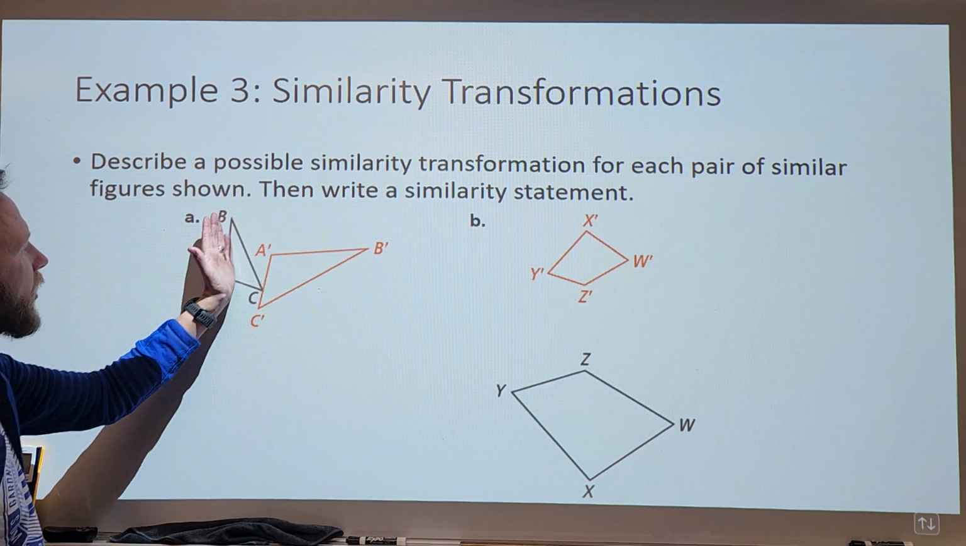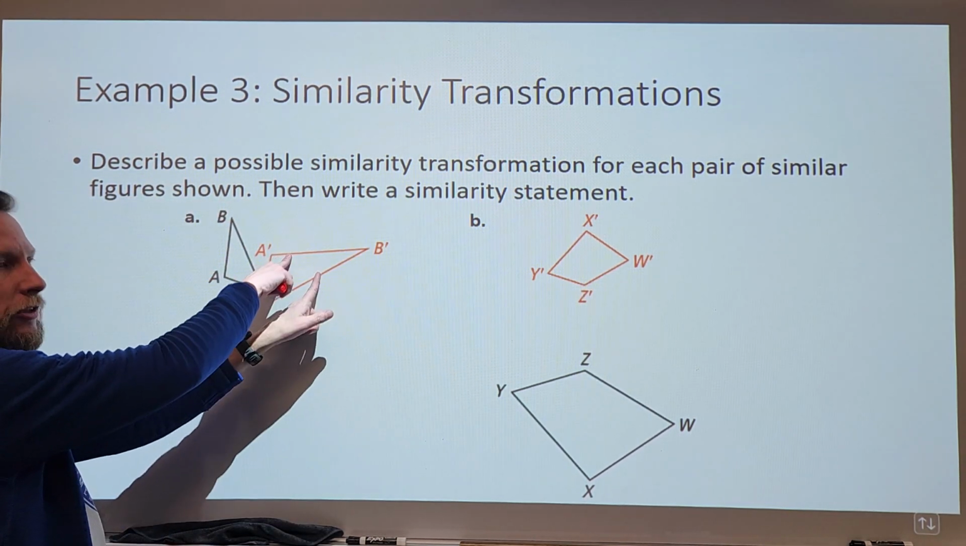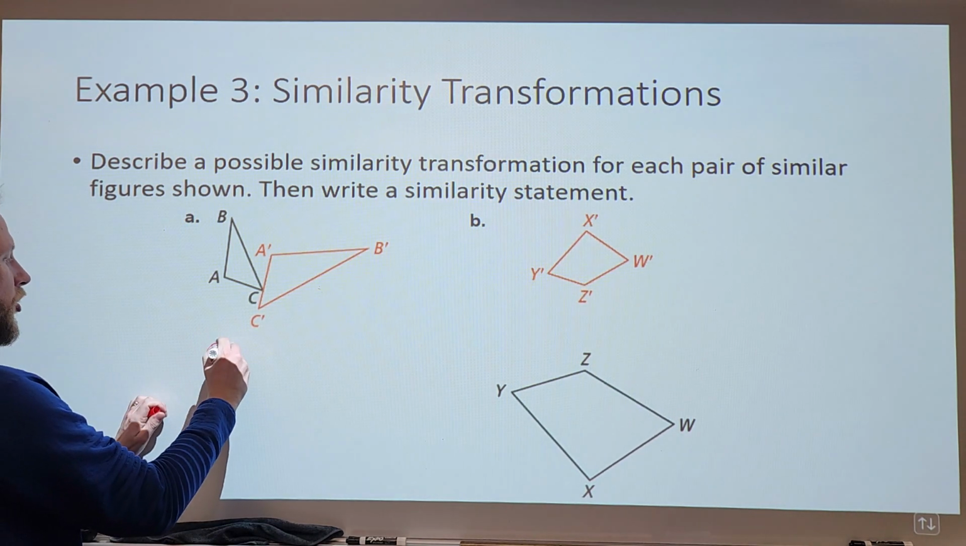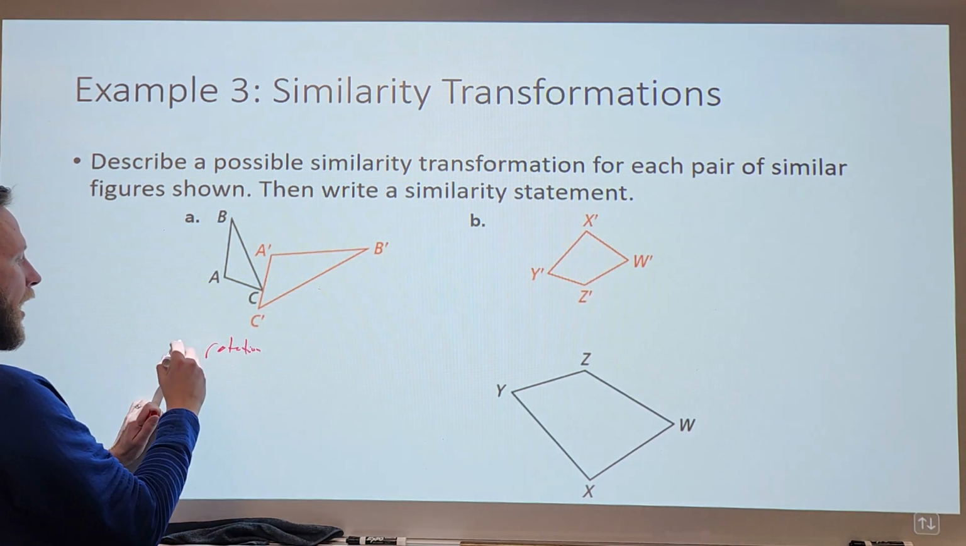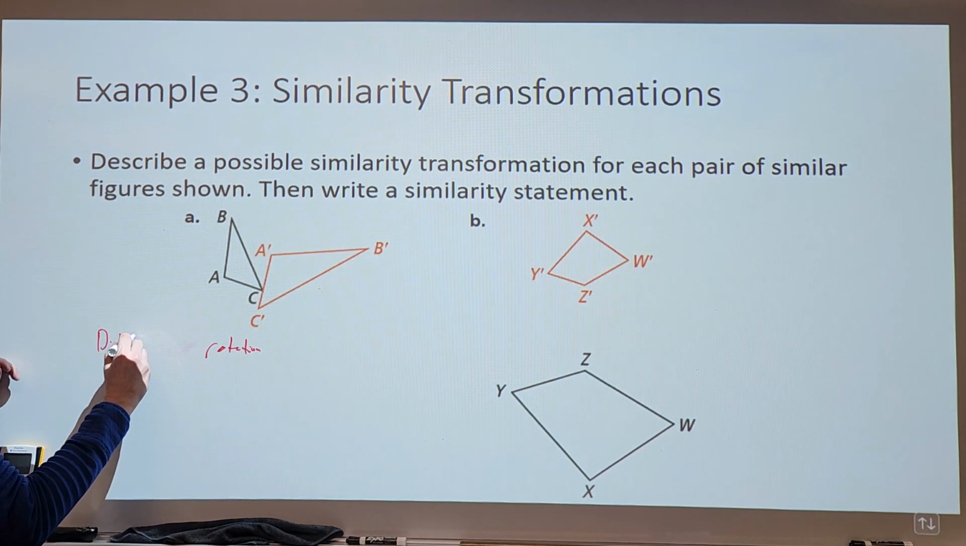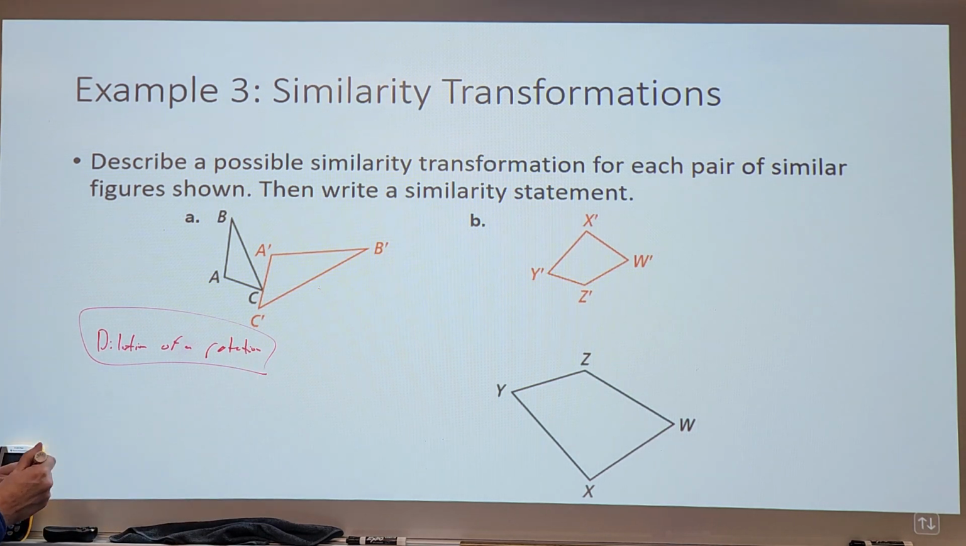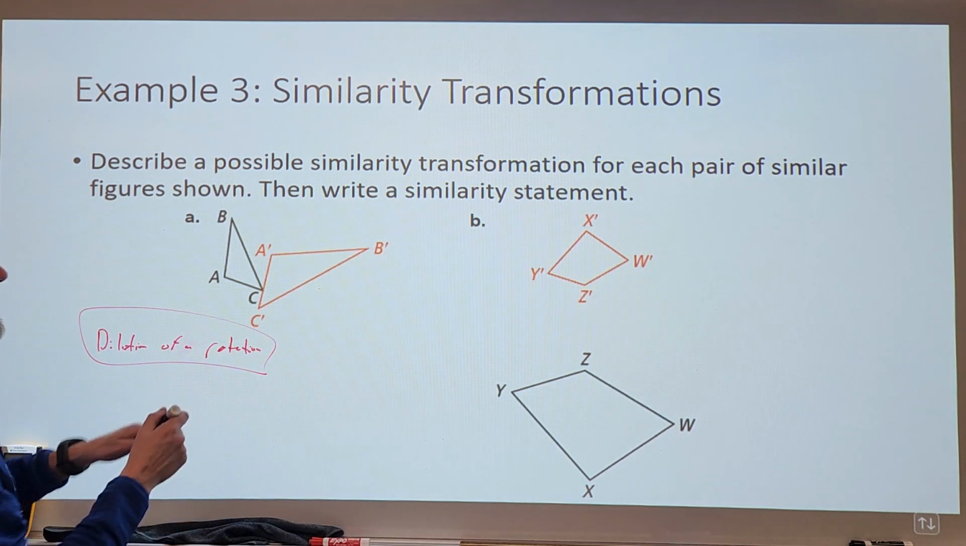So this to here looks like it's been rotated maybe 270 degrees. So this is a rotation. And then it is a dilation and enlargement. A dilation of a rotation is how we would classify this. And we should be able to write a similarity statement.